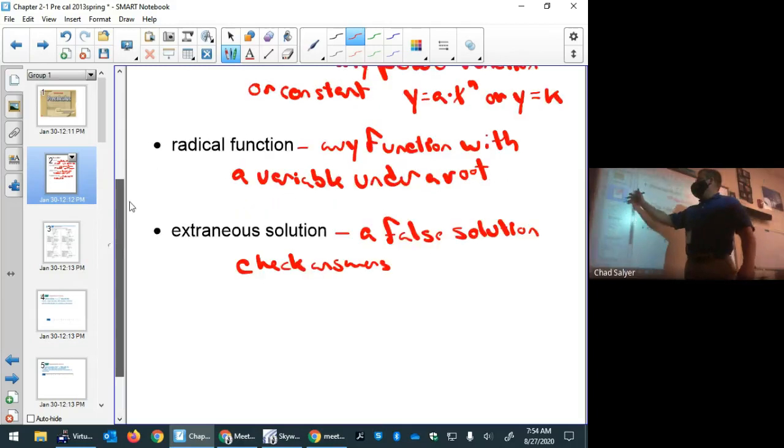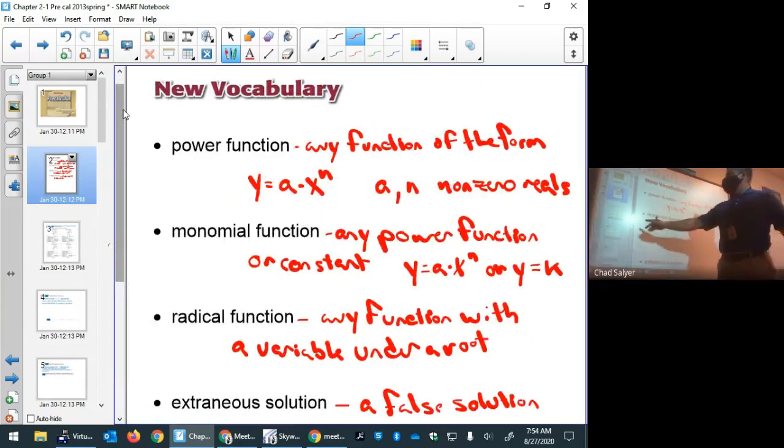Okay, any questions about any of these definitions? Thoughts or comments?